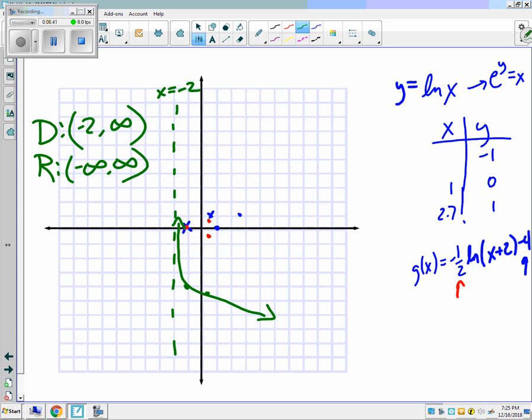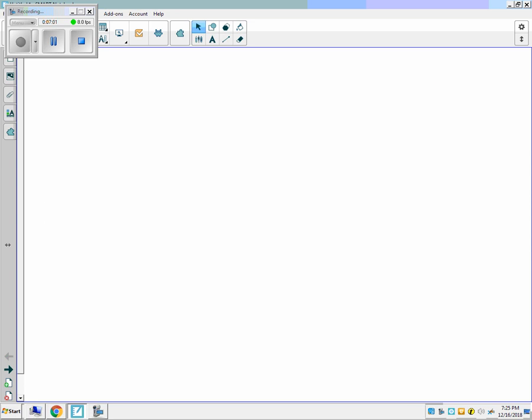Which one do you say? 3B. 3B. All right, 3B is asking for a difference quotient.